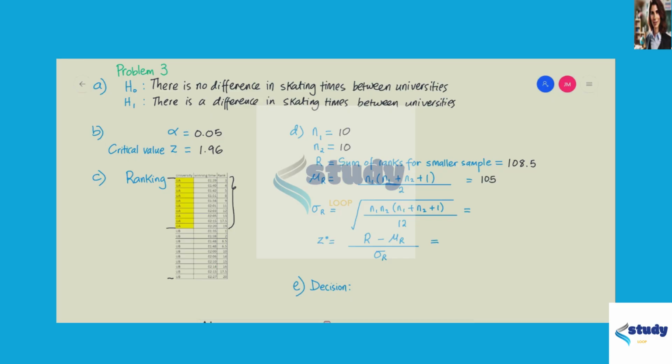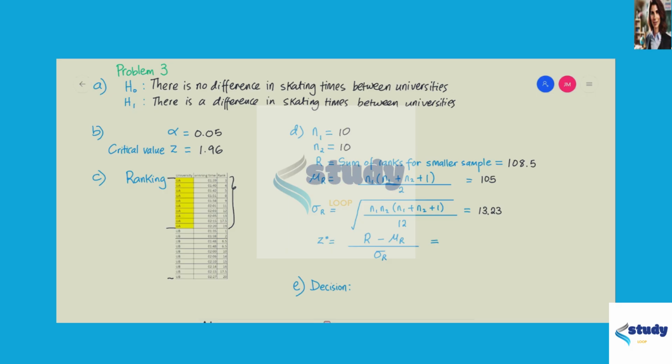Next, we're going to look at the value of sigma r, which is given by that formula. So you just need to substitute the values into the formula, and when you work it out, it gives 13.23.